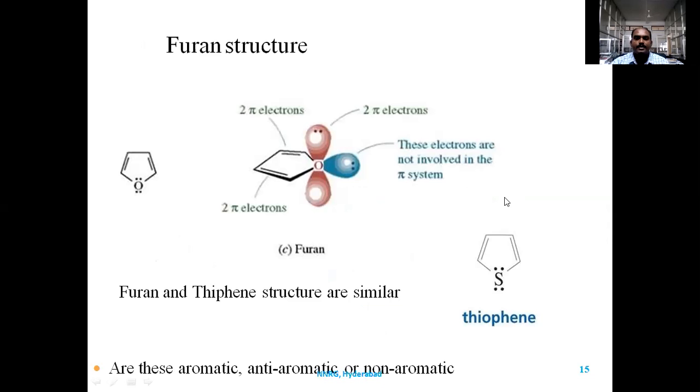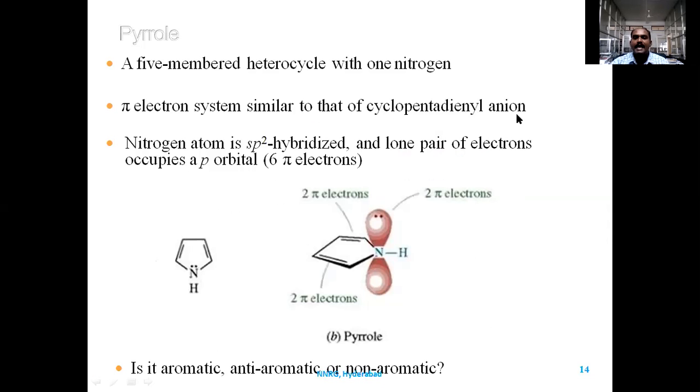One more point you have to remember is the cyclopentadienyl anion. What is a cyclopentadienyl anion? You remove the nitrogen and keep a carbon with a negative charge. The carbon contributes 1 pi electron and the extra negative charge contributes 2 electrons, and the 4 carbons contribute 4 electrons to the pi system. So pyrrole is similar to the cyclopentadienyl anion. So anions can also be aromatic in nature. For example, the cyclopentadienyl anion is similar to the structure of pyrrole, where nitrogen is replaced with a carbon with negative charge.